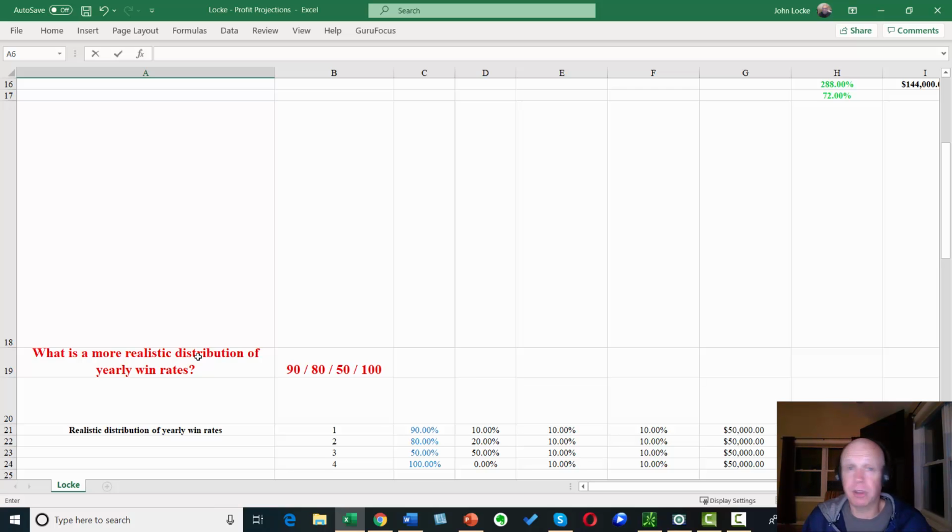One year you might win 90% of the time, maybe 80%, maybe 70% of the time the next year, maybe 60% the next year. So in other words, you're going to have fluctuations depending on market conditions and how well that trading strategy fits whatever market conditions you're in, that are going to determine exactly what your win rate is going to be in any given year.